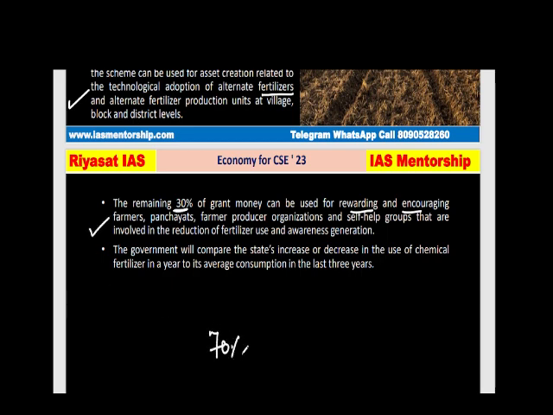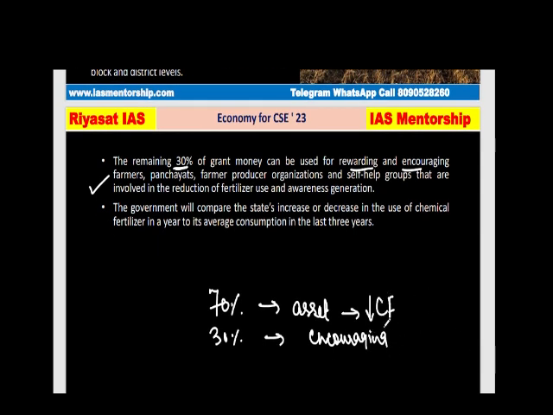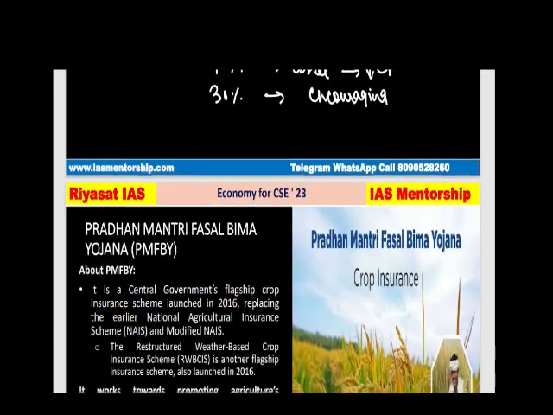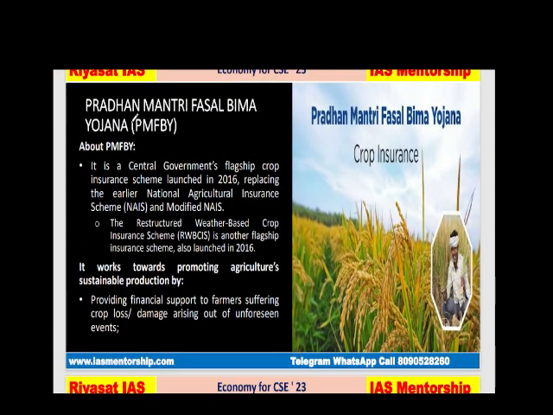involved. Meaning 70% of the money will go into asset creation, that will help in reducing chemical fertilizer. And the remaining 30% will be used for encouraging and cheering your farmers that they are doing such a great initiative. Clear? The government will compare the state's increase or decrease in the use of chemical fertilizer in the year to its average consumption in the last 3 years. Brother, results also have to be checked, how much worked and how much didn't, so the government will check in this way. Okay. Moving ahead, let us see what is next.